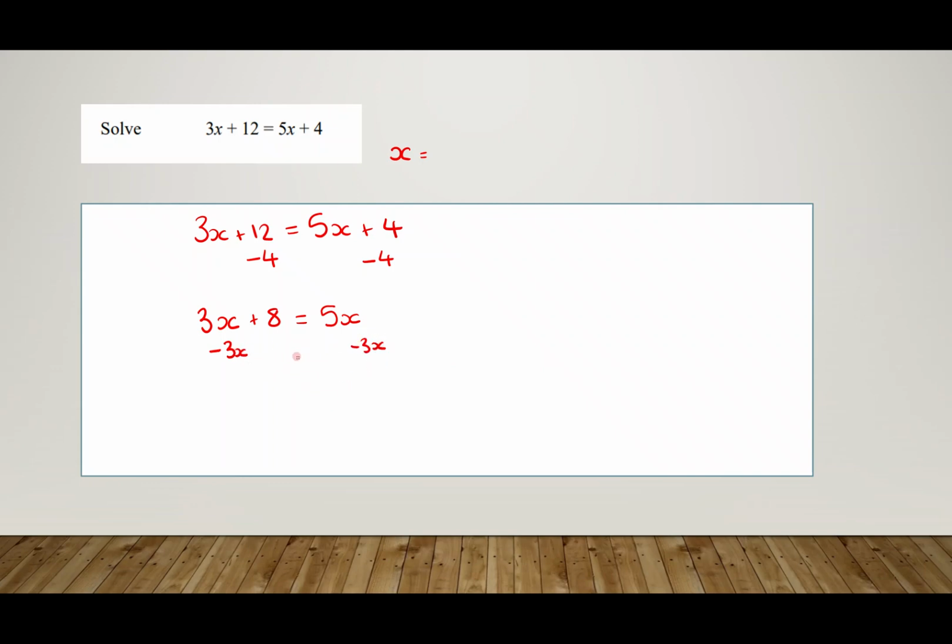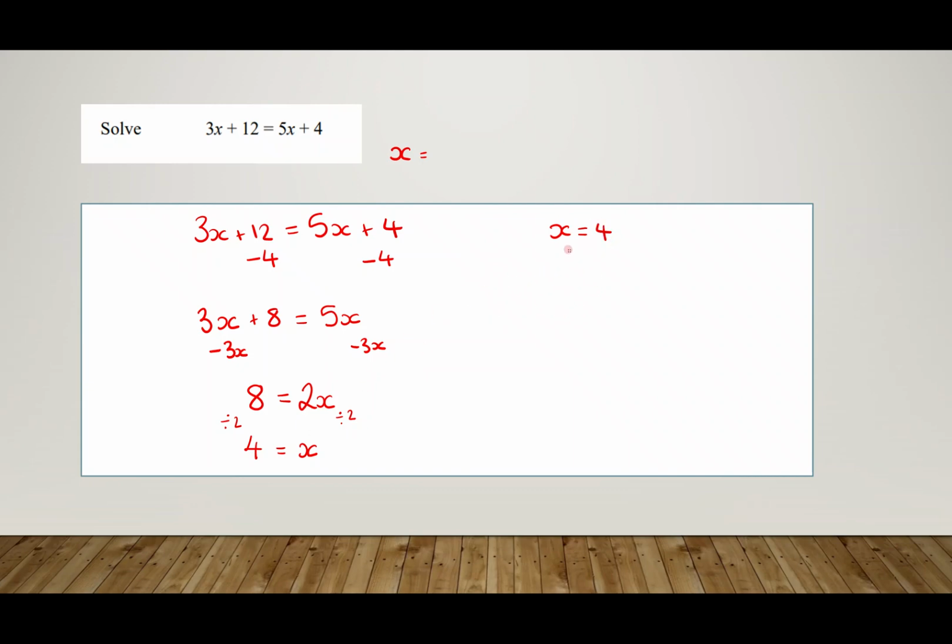Now people often worry about which side the x needs to go on, and it doesn't matter which side it goes on, we can change it all at the end. So at the minute, if I subtract 3x from the left-hand side, it's just going to leave me with 8, and if I subtract 3x from 5x, I'm going to be left with 2x. So I've now got 2x. So to get rid of my 2, I'm going to divide both sides by 2. So on my left-hand side, 8 divided by 2 is 4, and 2x divided by 2 is just x. So here is my final answer, x equals 4.